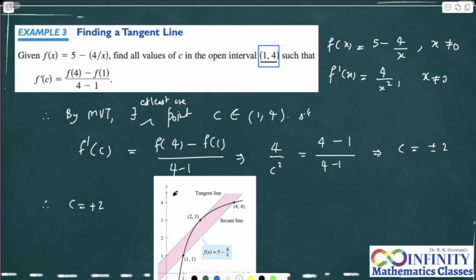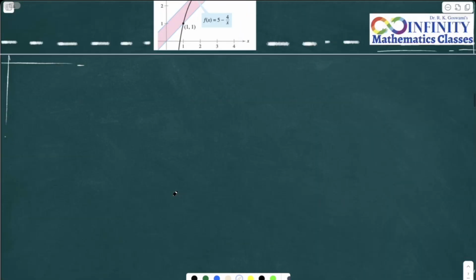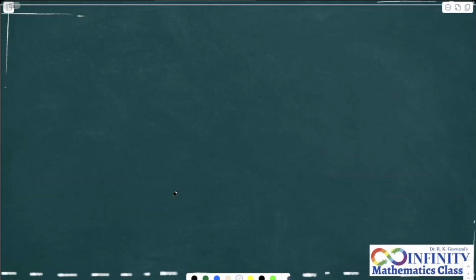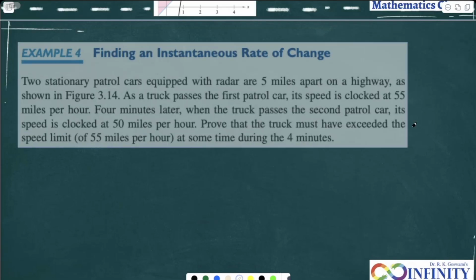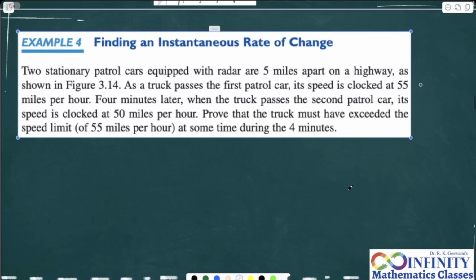There is a question based on some application of this MVT. Here you will not be able to see the function given to you; you need to figure it out. This is a question based on velocity and speed. Just suppose S(t) is representing the distance covered.